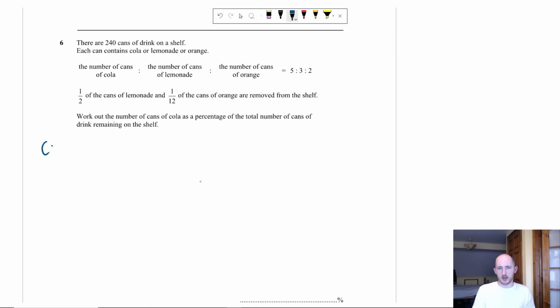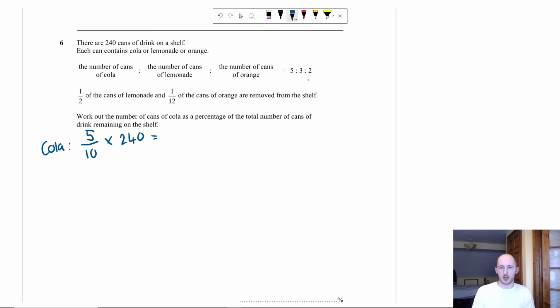We're going to say cola. How many cans of cola are there? Well, we're going to turn this ratio into a fraction, and to do that, we take the number associated with cola, which is the 5, and we divide that by all of the parts of the ratio added together. So 5 plus 3 is 8, plus 2 is 10. And we're going to times that by the 240 cans.